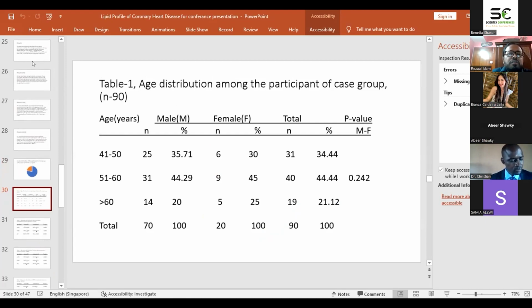Between 41 to 50, 25 were male and 6 were female, total 31. For 51 to 60, 31 were male and 9 were female, and the total number 40. In more than 60 years, the male number was 14, female number was 5, and total 25. Here we see the majority of patients remain within the 51 to 60 years, the middle age group. That is male 31, 44.29%, and the female 9, that is 45%.